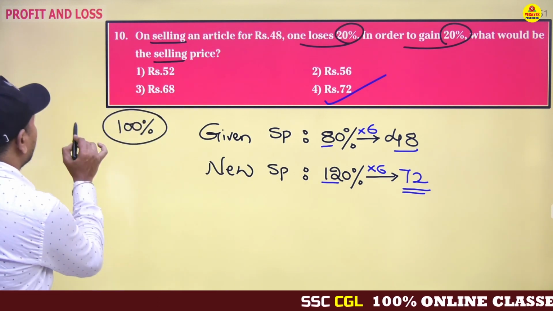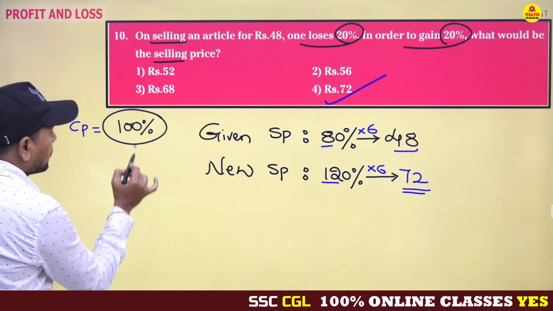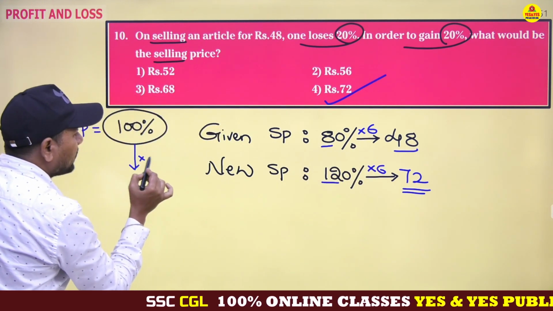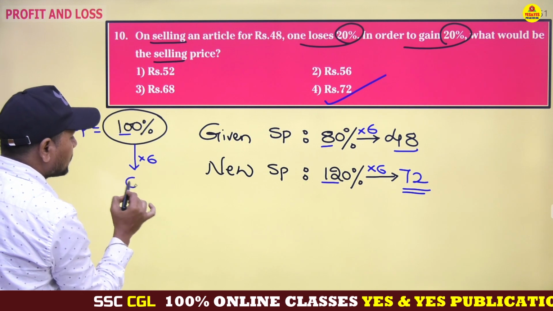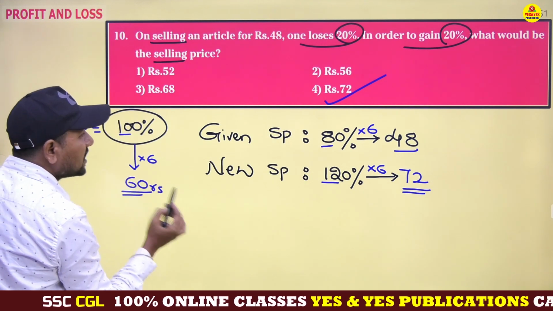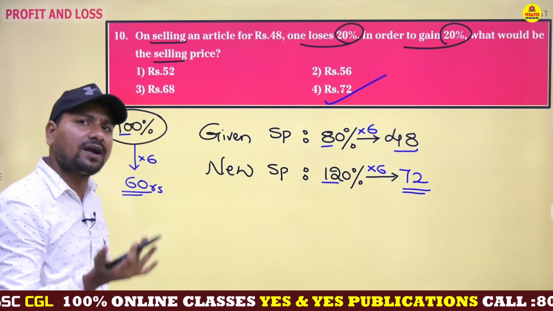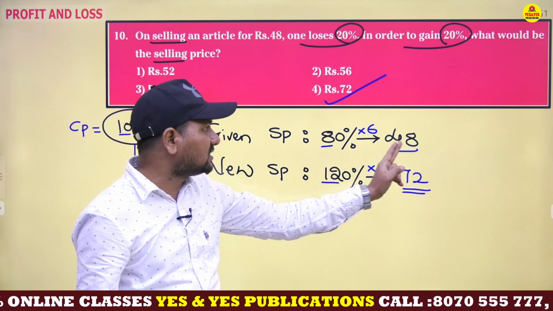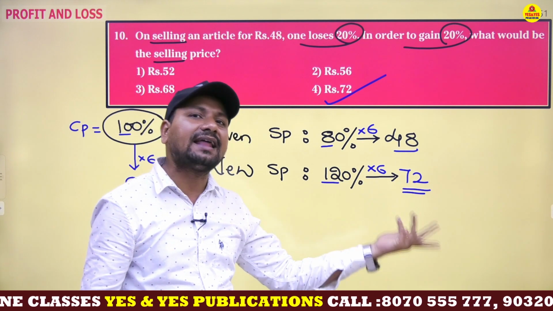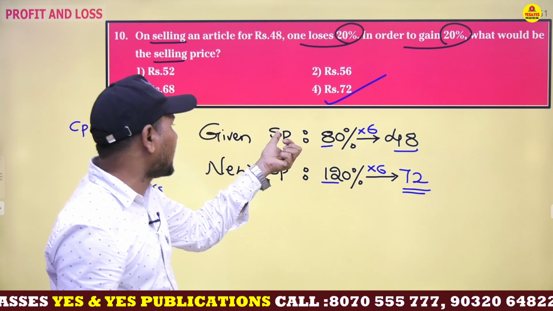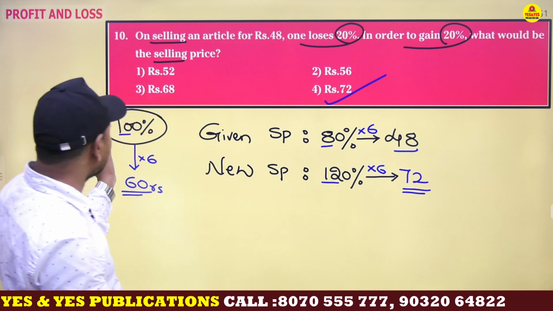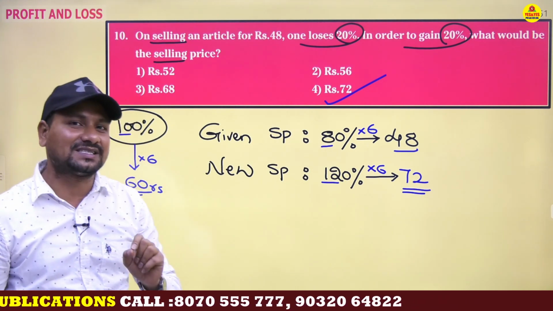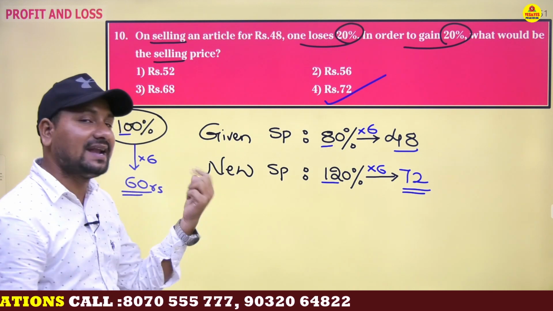The cost price is always equal to 100%. Here multiply with 6, here also multiply with 6. 10 into 6 is equal to how many rupees? 60 rupees. Sir, what about the 0? Neglect it, not required. 8 parts equal 48, 12 parts equal 72. Directly you are getting the answer. So selling price 1, selling price 2, then with reference to cost price, the cost price is always equal to how much percentage? 100%. You will get a direct answer.